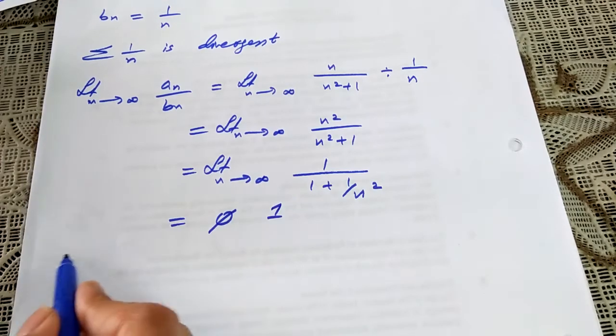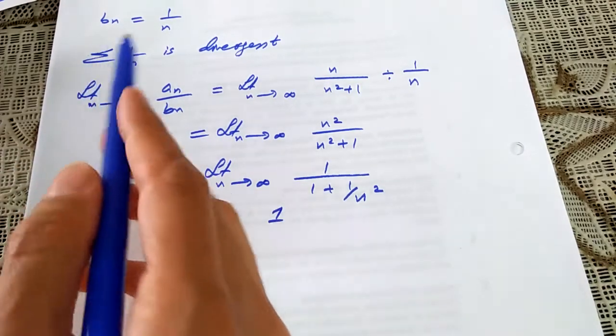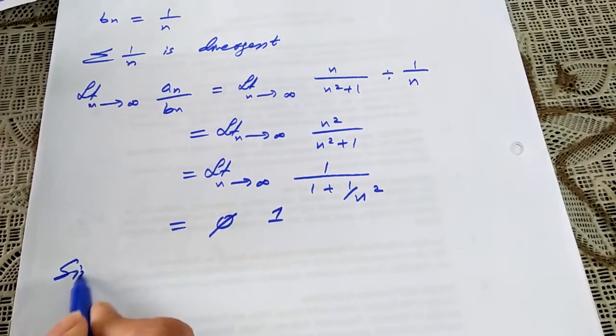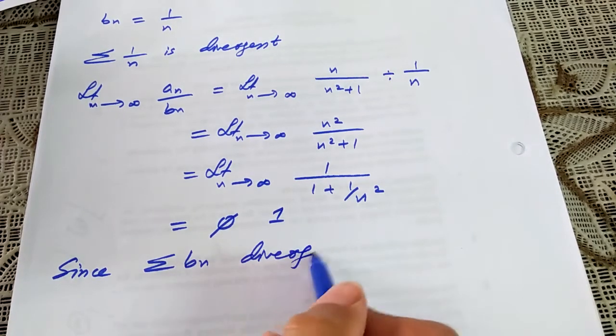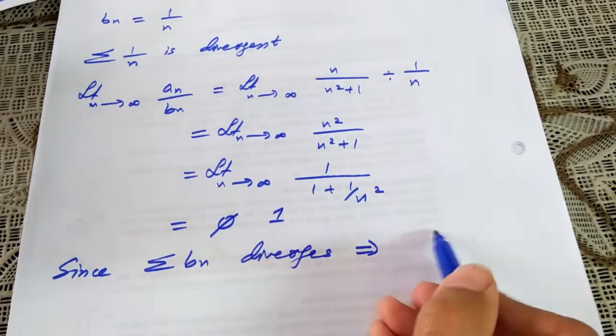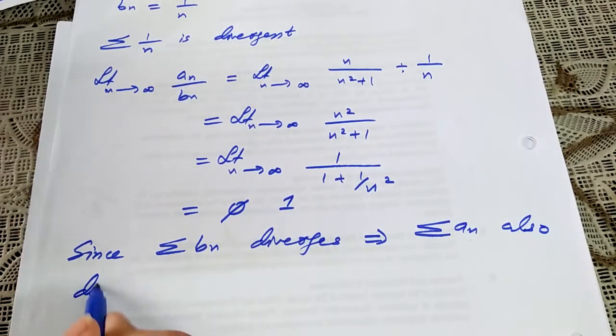So whatever behavior you get from this series, the same behavior will hold for an. Since summation bn diverges, since this series diverges, this implies that your an also diverges.